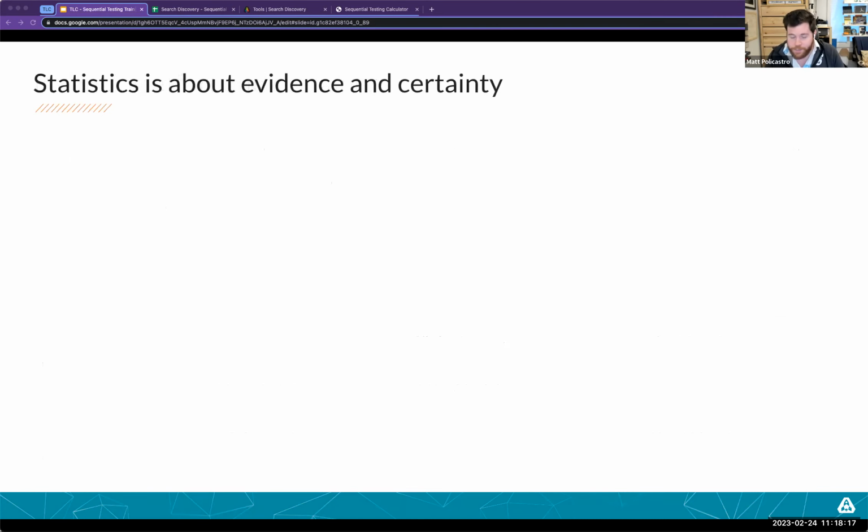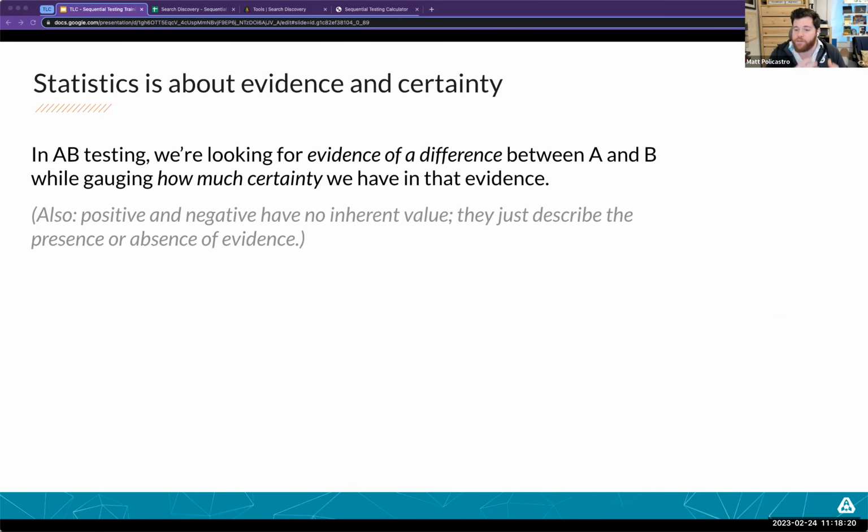And to make this really explicit for everybody, in A/B testing, we're looking for evidence of a difference between A and B, our control, our variant, our control, and our challenger, whatever we want to call those. We have an existing version of an experience. We have a new version we want to try out. And we're trying to look for evidence of a difference between those and then determine how much certainty we have in the evidence of that difference. And also just to remind everyone, positive and negative here have no inherent value. They're just describing the presence or absence of evidence. Positive is when we do have evidence of there being a change. Negative is when there's an absence of evidence.